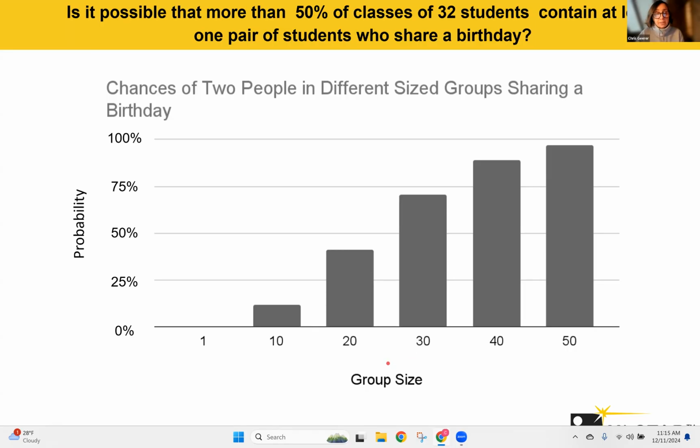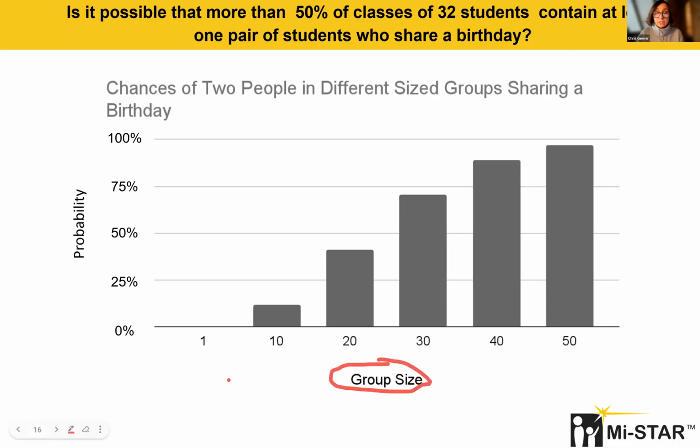I'm going to look down here at the bottom at the x-axis, and I see the x-axis is group size. We've got a bar graph, which means we're comparing different groups and what's happening to them at the same time. The person who created this graph has done group sizes by tens, starting out with a group of one. It's impossible to have two people with the same birthday in a group of one, so we're going to move on. Then we have 10 and 20 and 30 and 40 and 50. The person who created the graph stopped at 50, and I'm going to guess it's because the bar is almost all the way to the top.